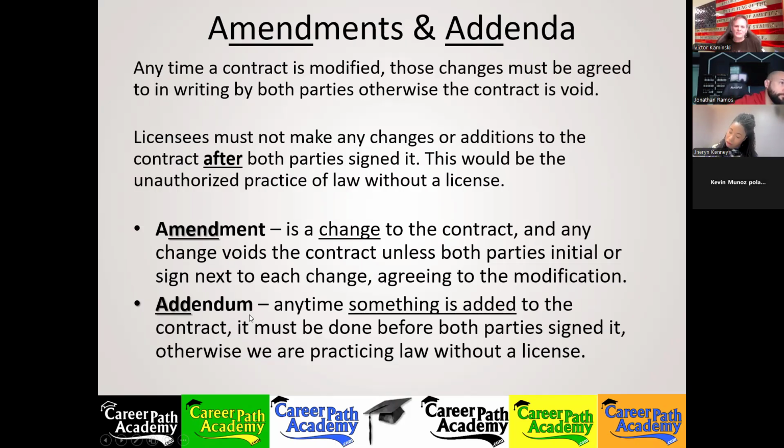An addendum has the word add. So this is like you're adding a page to the contract. That's an addendum. So anytime something is added to the contract, it must be done before both parties sign it. Otherwise, once again, we're engaging in the unauthorized practice of law without a license.